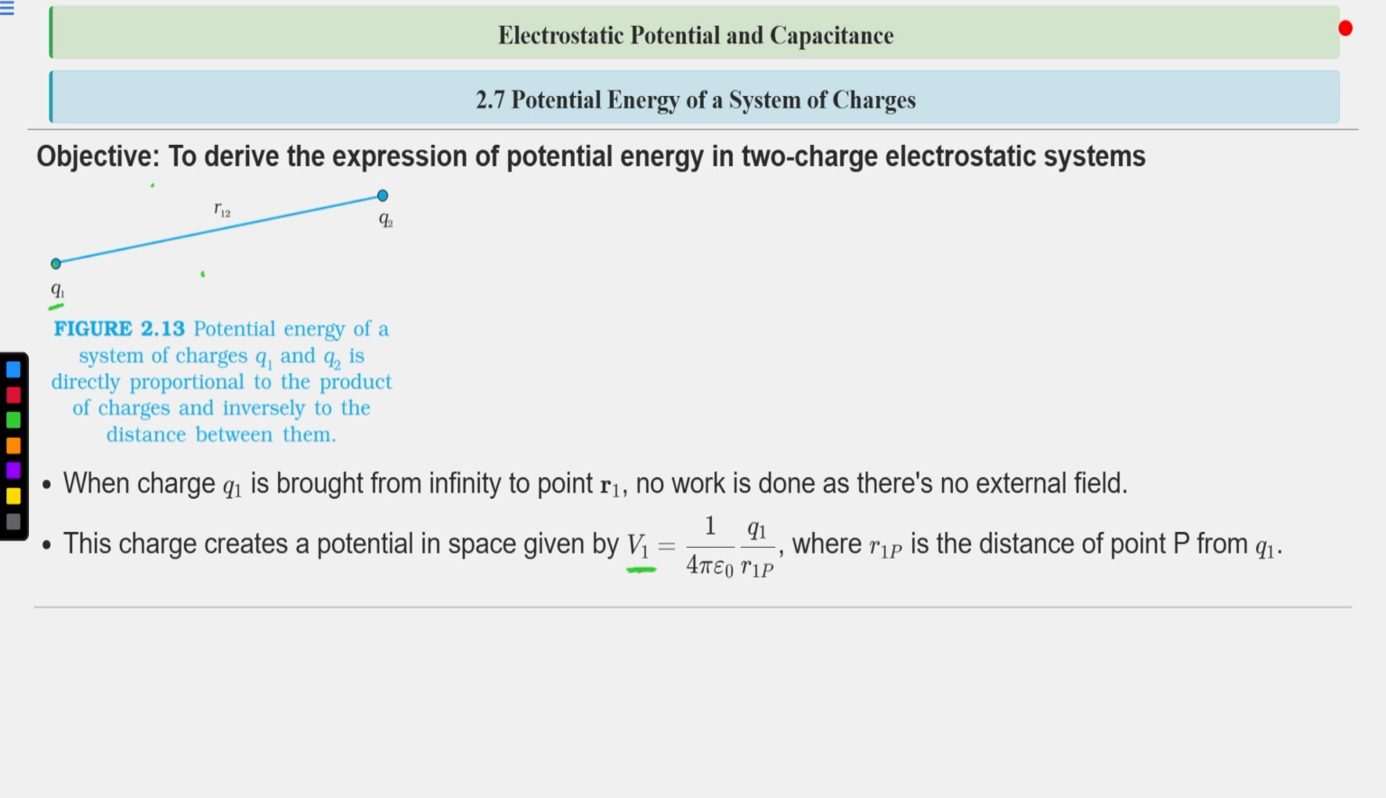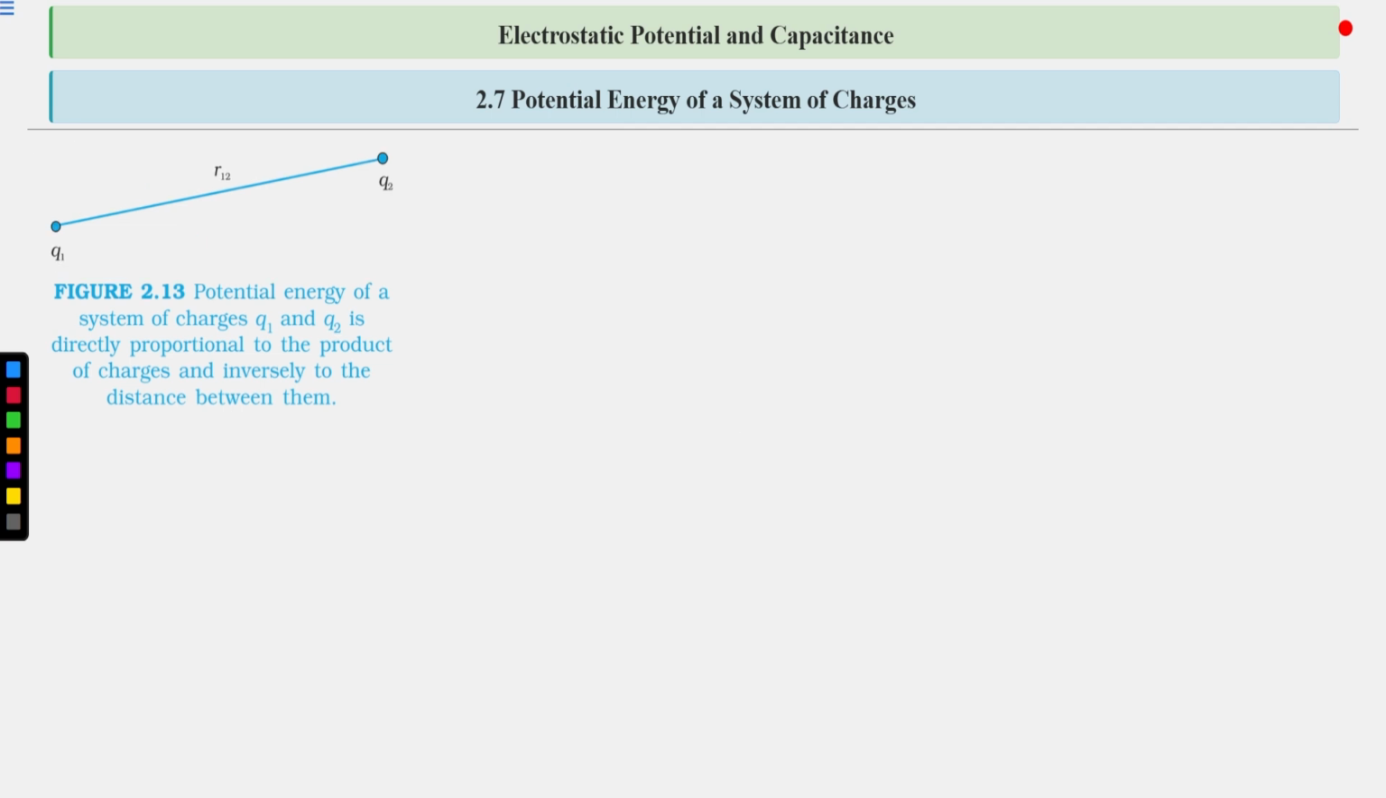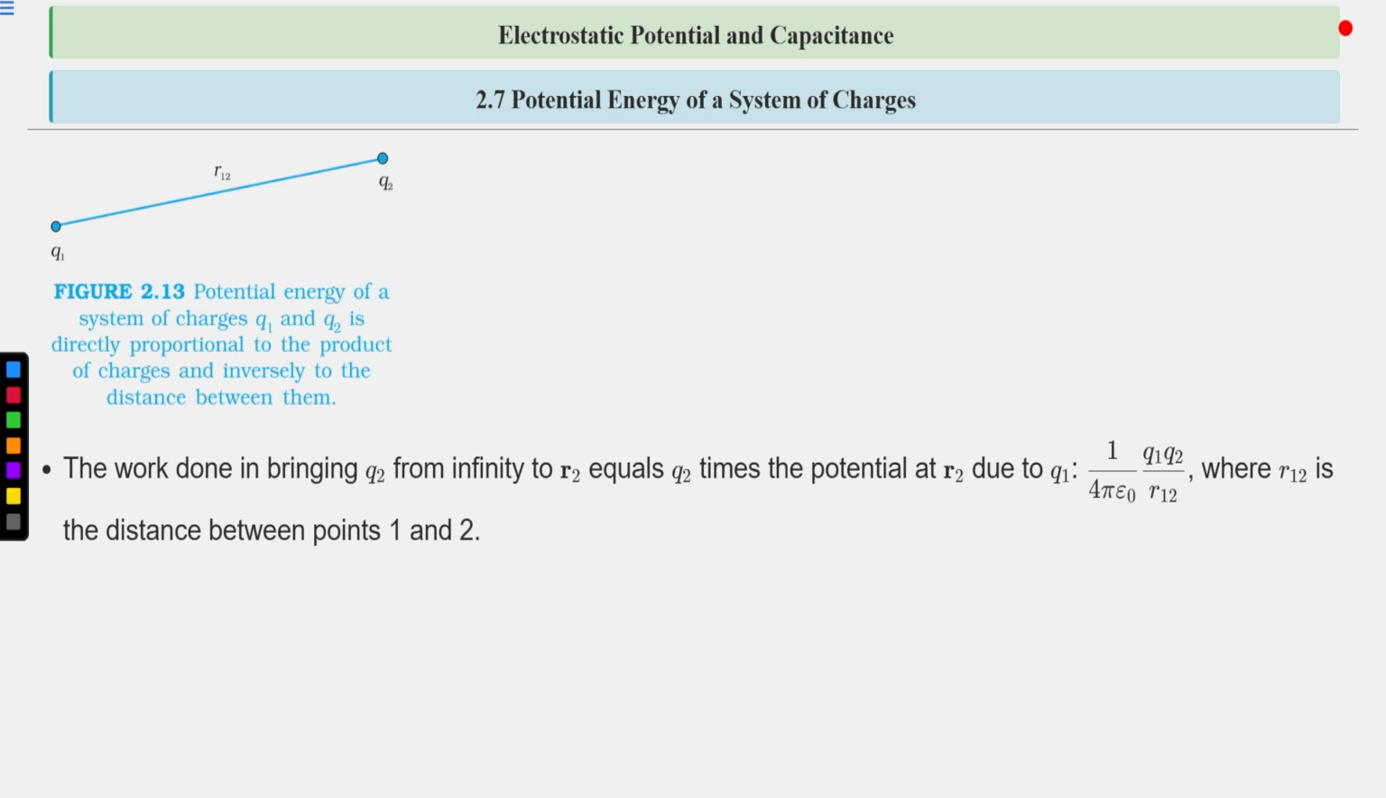Now we are going to bring Q2 charge from infinity to that point. Now we will see how much work should be done. Again this picture diagram. The work done in bringing Q2 charge from infinity to R2 equals Q2 times the potential at R2. Now we are bringing this charge from infinity to that point. Now the external field or potential due to this Q1 charge exists in the space. Now we will have to do some work to overcome the force of repulsion, and that work is equal to Q2 into the potential created by this charge. So the work done in bringing Q2 from infinity to R2 equals Q2 times the potential due to Q1.